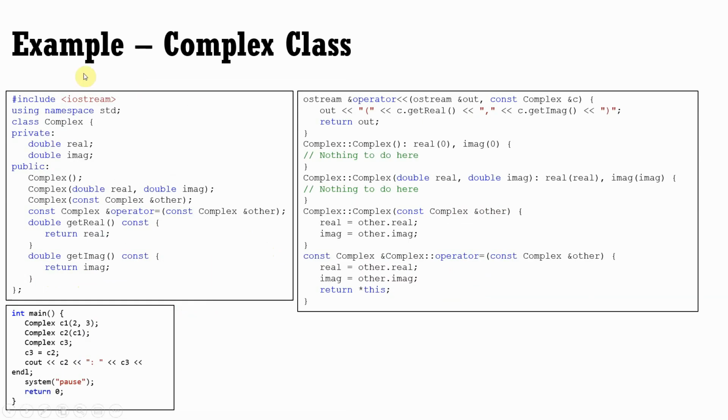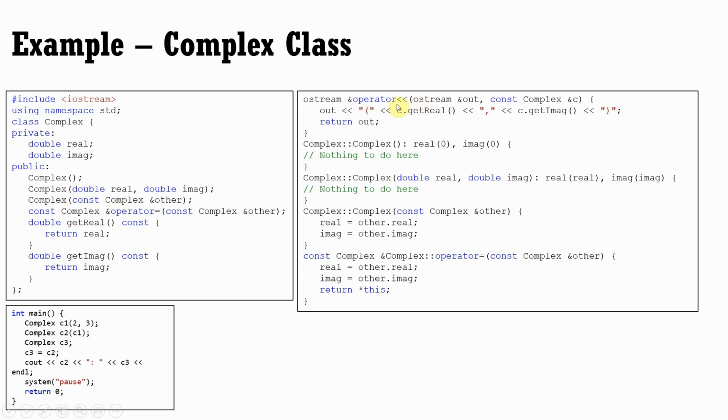One other example here is a class of complex numbers. You see a default constructor, a non-default constructor, a copy constructor, and an assignment operator. That's it.